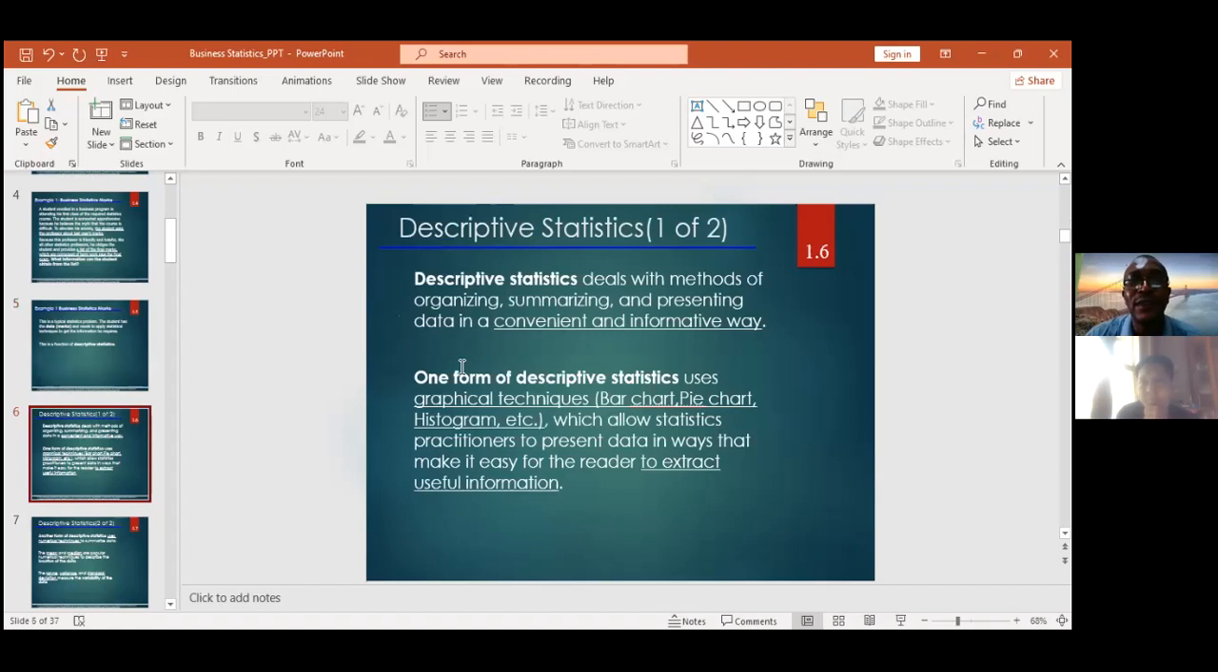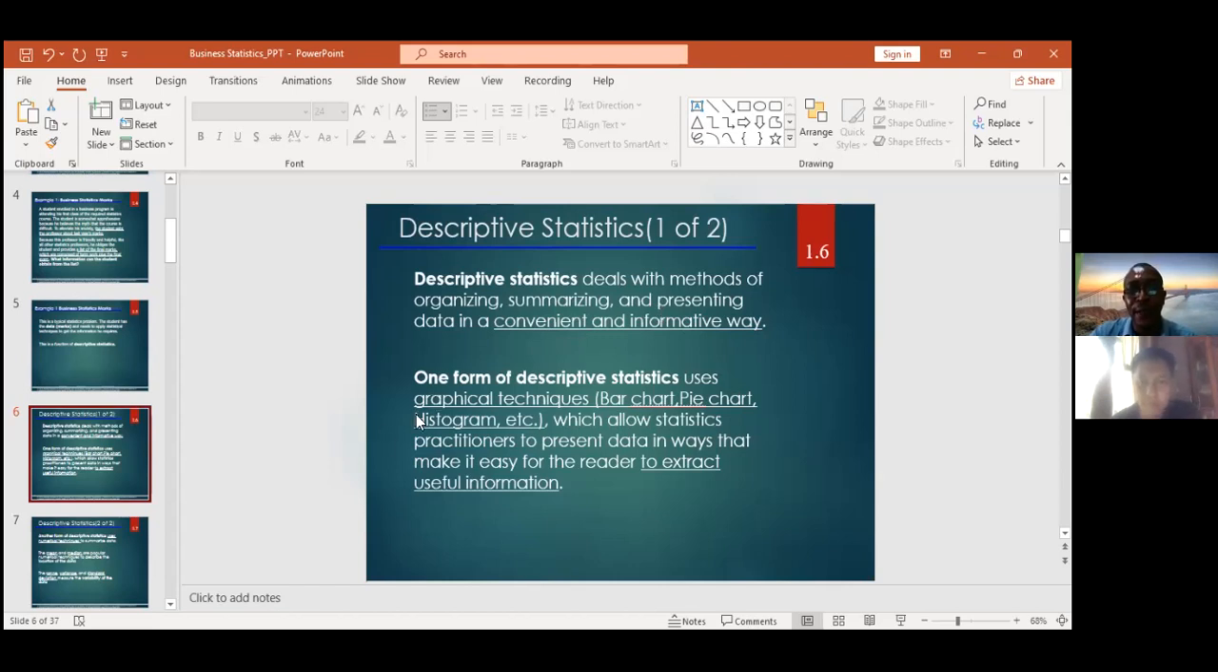So what is descriptive statistics? Descriptive statistics deals with the method of organizing, summarizing, and presenting data in a convenient and informative way. The descriptive statistics looks so simple, but not only simple, it makes the data more meaningful. It makes the data easy for anybody to see, and it also makes the data to be presented in a convenient and informative way.